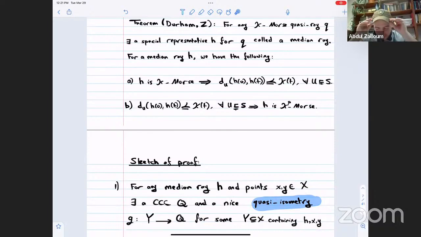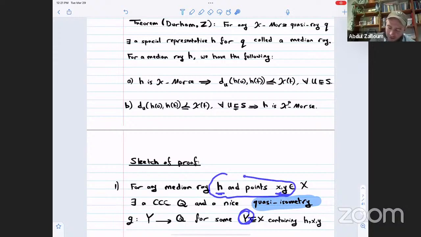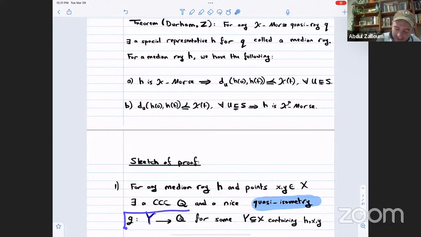So let's again think about this for a second. I start with any random median ray and any points X and Y, and I can find a subset Y in X that contains H, X, and Y. And for this subset, we show that there is a quasi-isometry between this subset of the HHS and some CAT(0) cube complex. And the constants of the quasi-isometry are uniform, they depend on nothing.